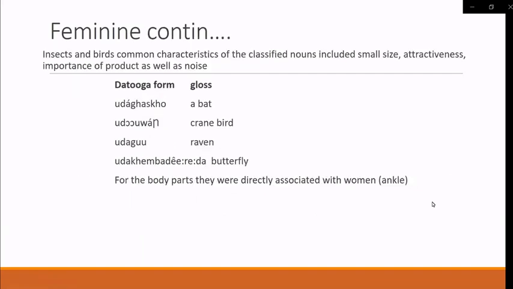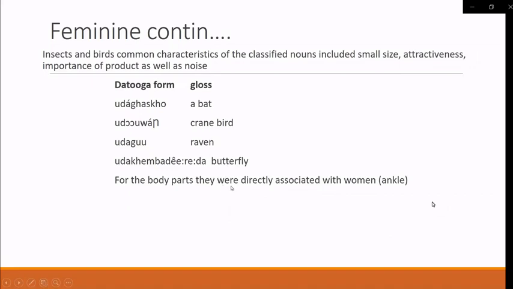If we now go to the insects and birds, the common characteristics of these classified nouns include small size, attractiveness, the importance of the product, as well as noise. Here we have a bat, udagashko. Here is another synthetic compound formation, udawang, a crane, and udagu, a raven. These are formed through a derivation joined together with an idiophonic expression. Wang and gu are idiophonic expressions from the sound made by these two birds. And Uda Kemba Dereda, a butterfly. They are small in size and noisy.